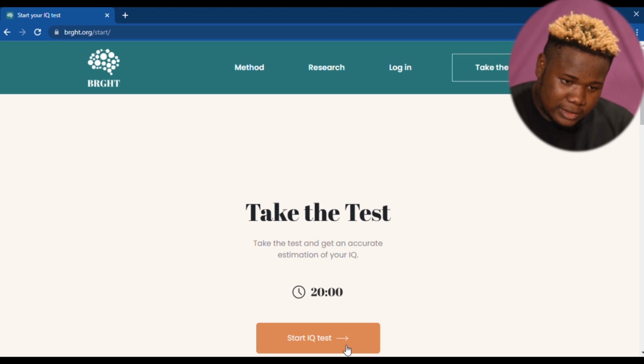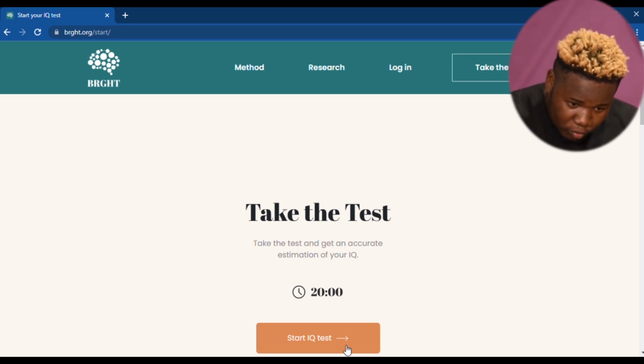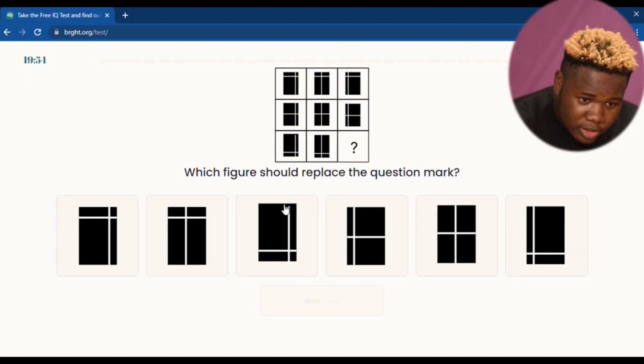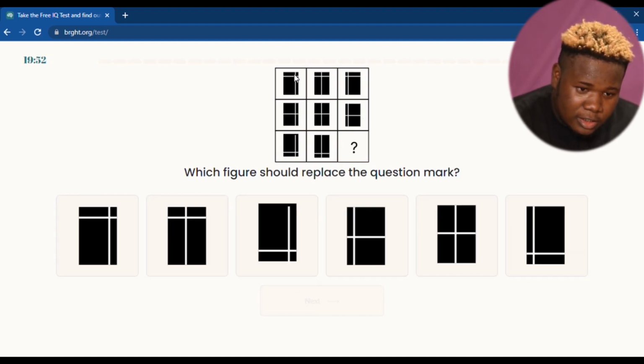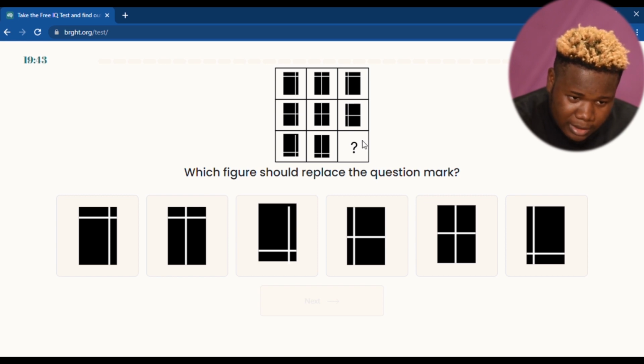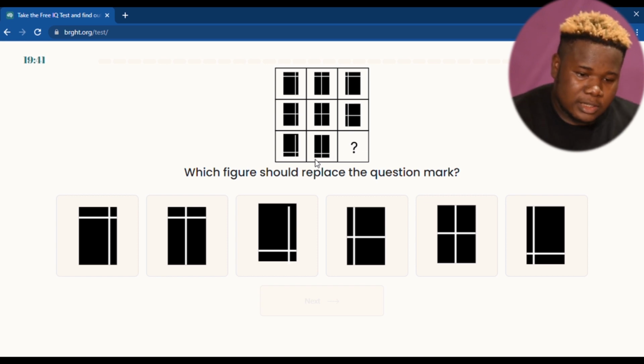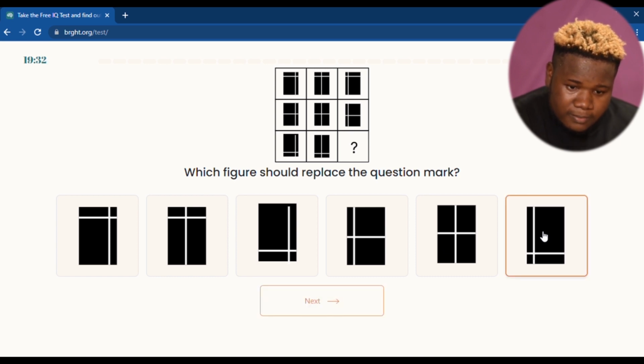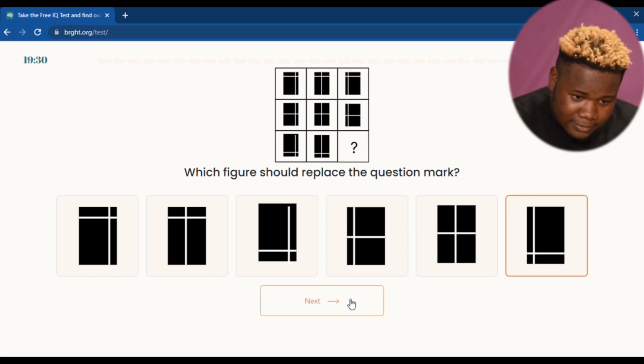Take the tests. Okay, the test ends in 20 minutes. Okay, what are we doing here? Edge, middle, then background. So middle, edge, middle, back, edge, middle, should be at the back, then this thing will be below. So it should be forward, actually, not this. Okay, this forward. Yeah, next.